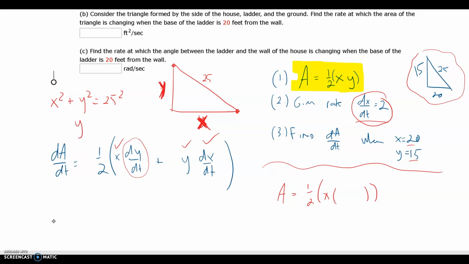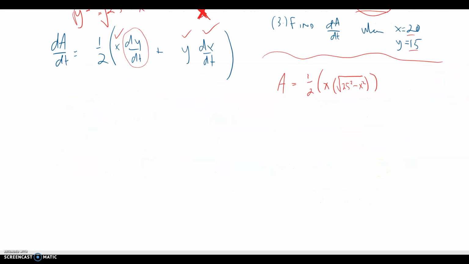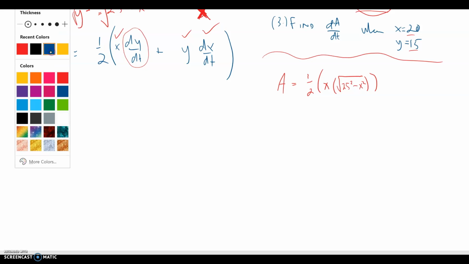So you could solve for y: the square root of 25 squared minus x squared. We don't have to worry about the plus or minus because it's a positive value. Y and x are always positive. So we've achieved the goal. That was a little trick with that one. I had to replace y because I don't know what dy/dt is, but I have a relationship between x and y, which will allow me to rewrite my area function as just a function of x.